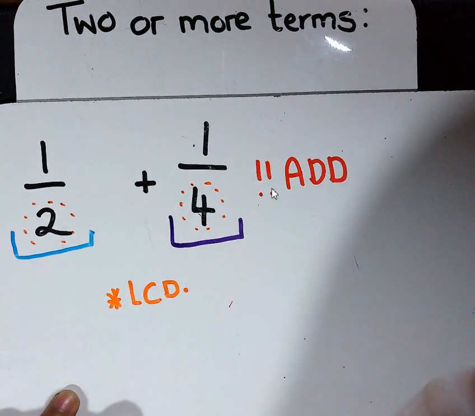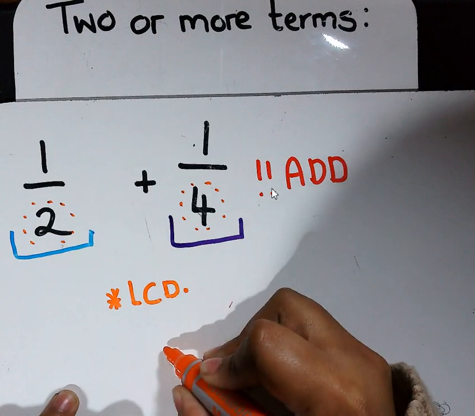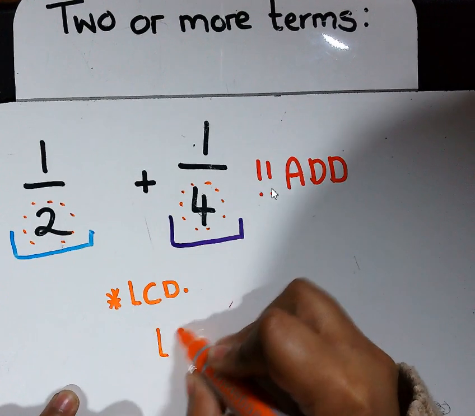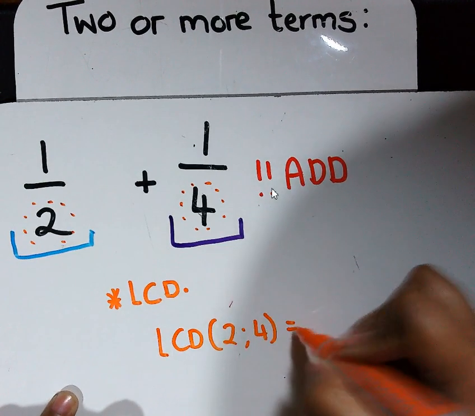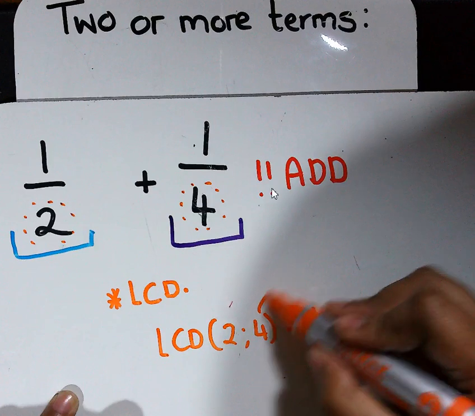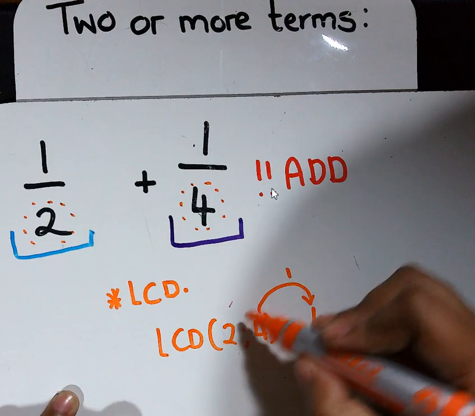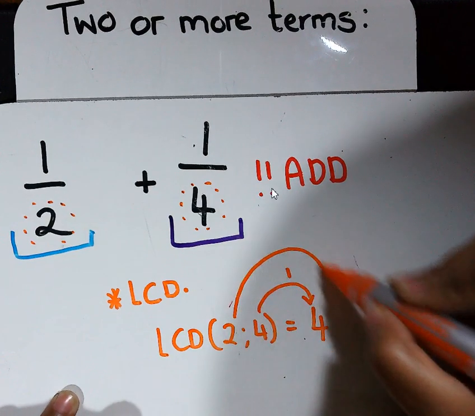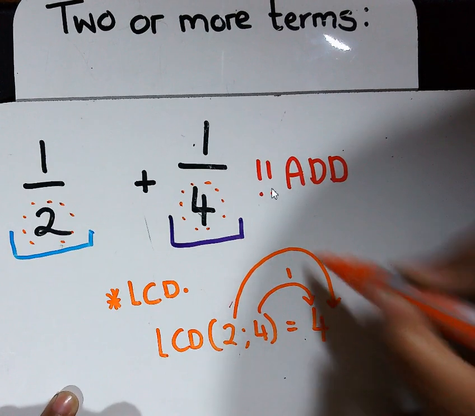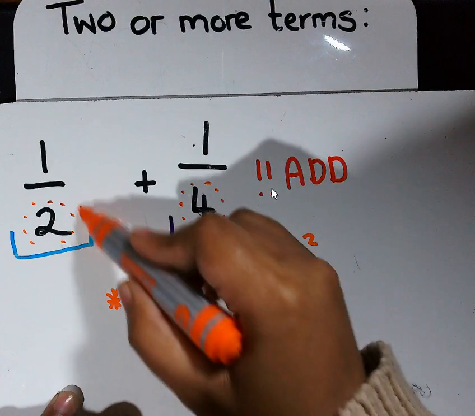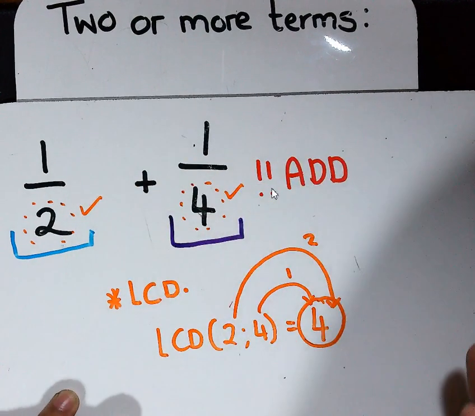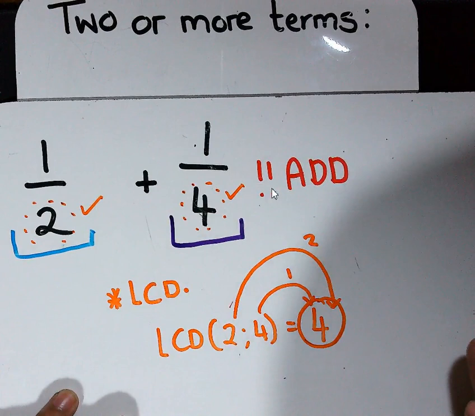Okay, and of course in this case, when we look at 2 and 4, the LCD of these two would be 4, because 4 divided by 4 is 1, right, and 4 divided by 2 is 2, and so the LCD needs to accommodate both denominators in order for it to be an appropriate LCD.